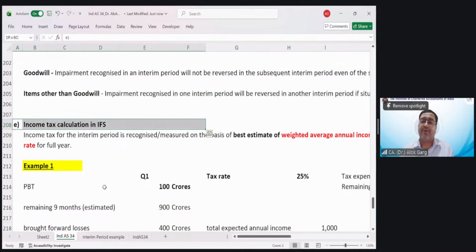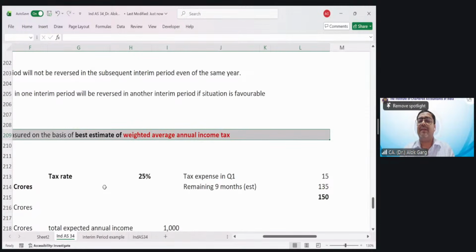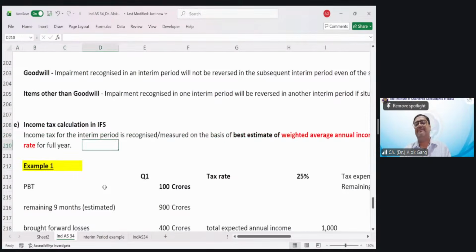Very, very, very important concept. And if a question from Ind AS 34 comes with some complexity, believe me, it will always be relating to income tax measurement. Friends, Ind AS says that income tax for the interim period is recognized or measured on the basis of the best estimate of the weighted average annual income tax rate for the full year.